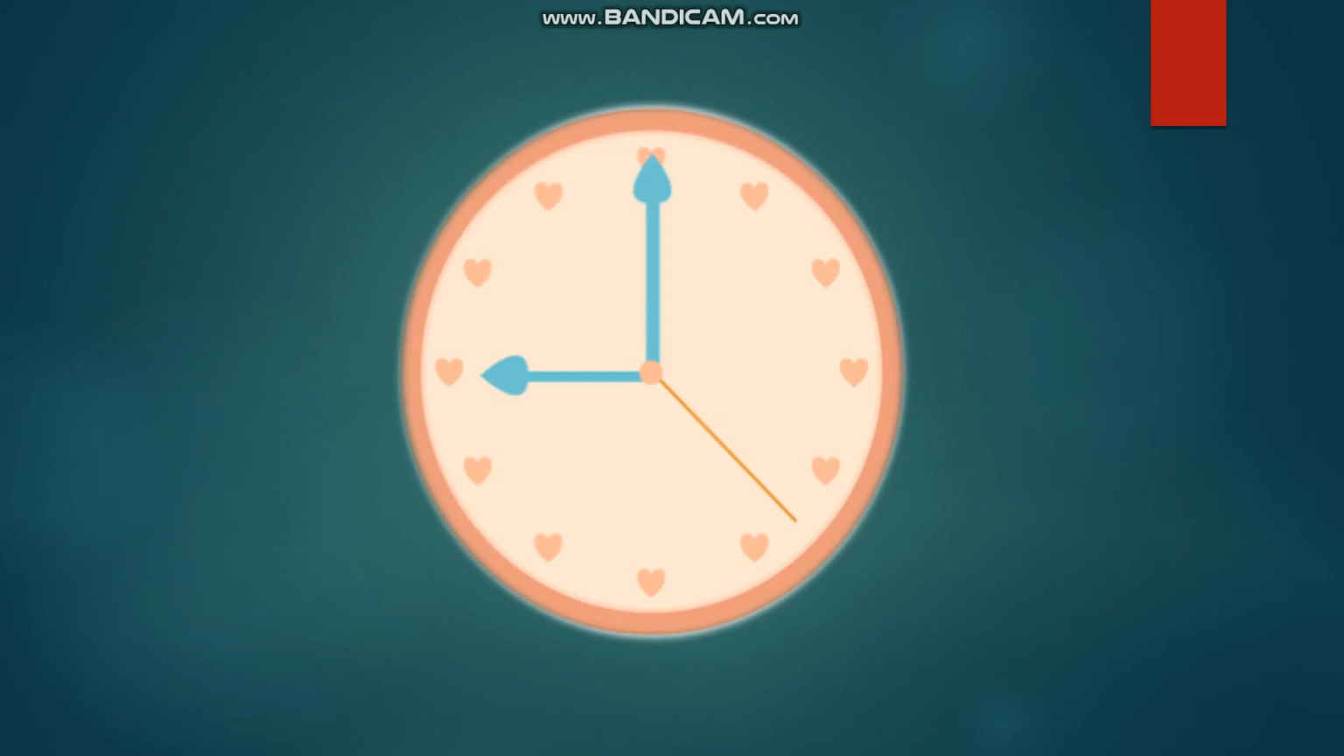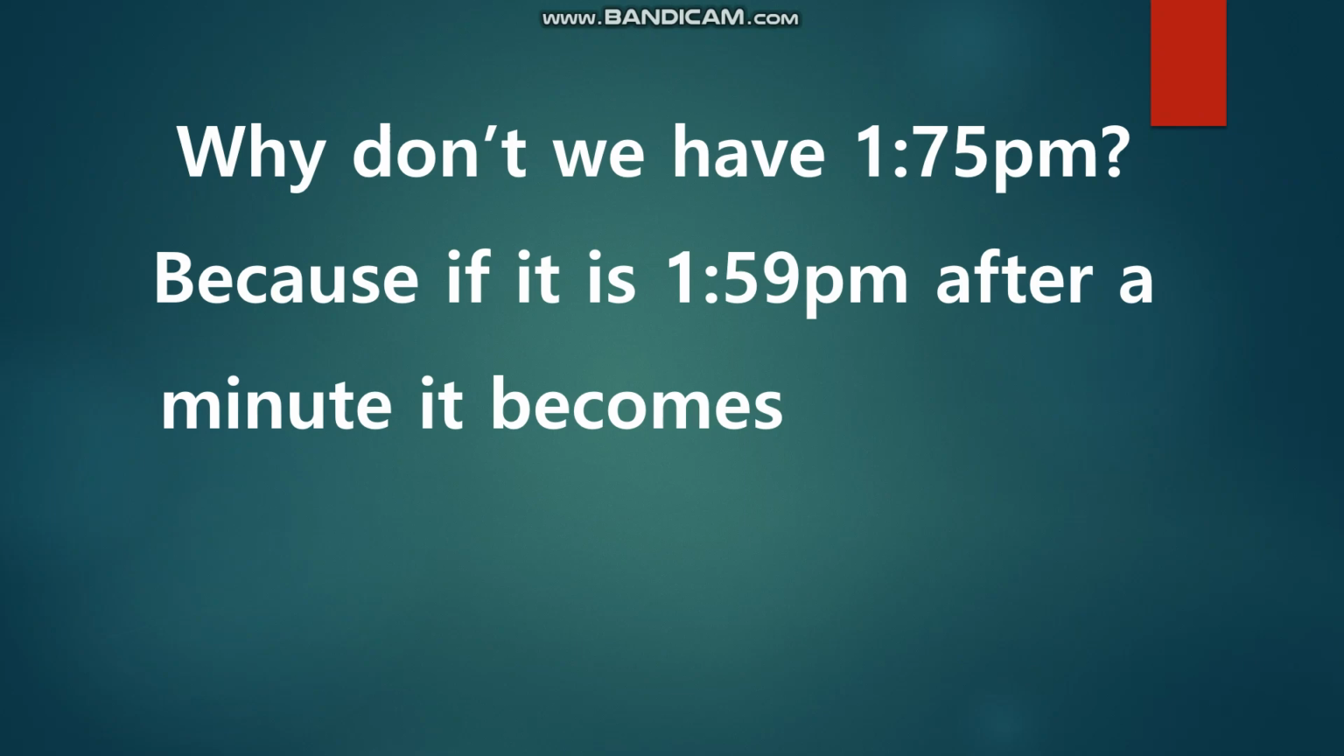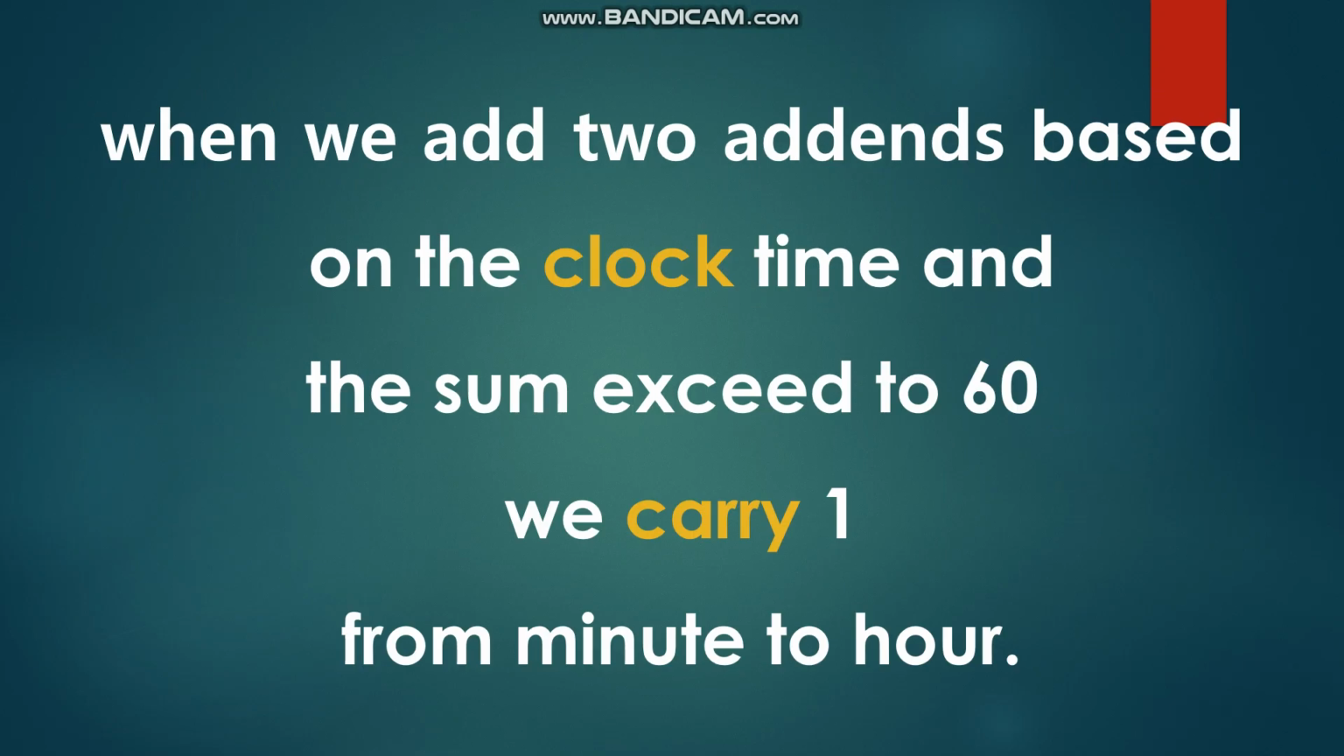Anyway, what time is it now? Why don't you have 1:75 p.m.? Because if it's 1:59 p.m., after a minute it becomes not 1:60 p.m. but 2 p.m. When we add two addends based on clock time and the sum exceeds 60, we carry 1 from minutes to hours.